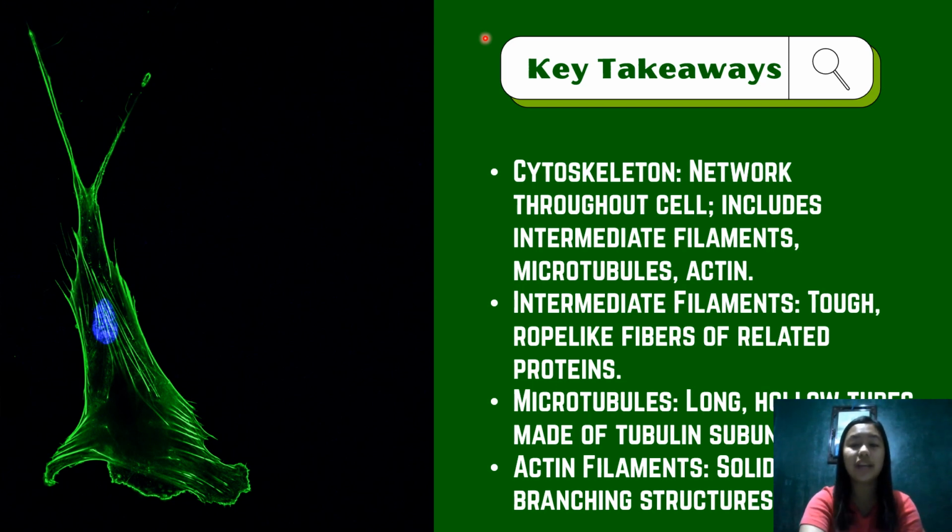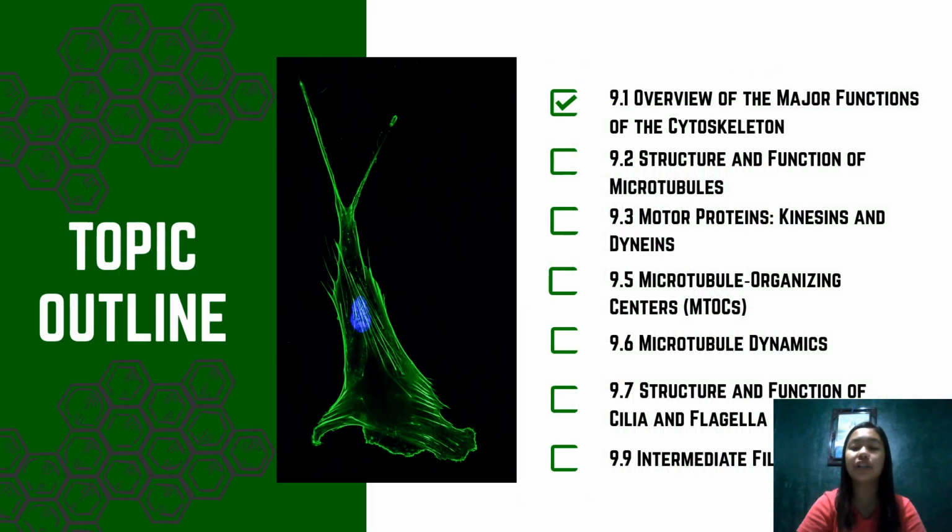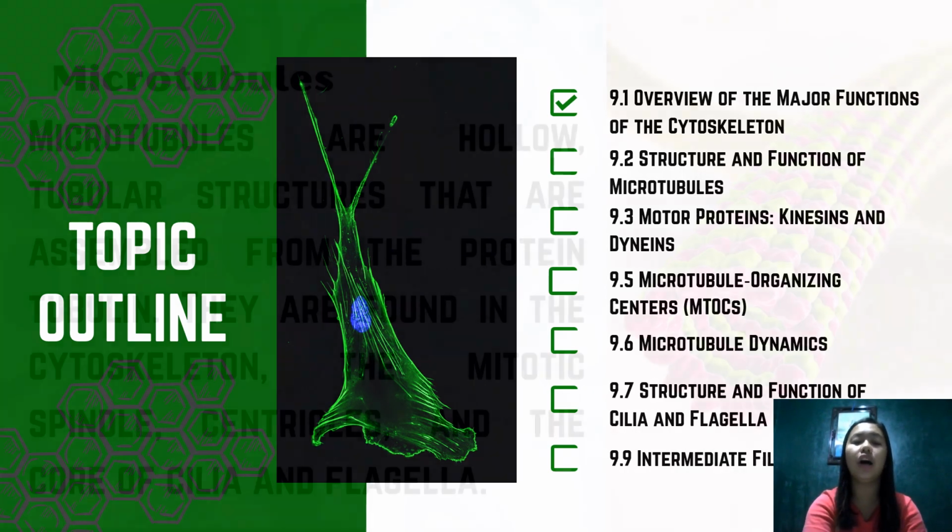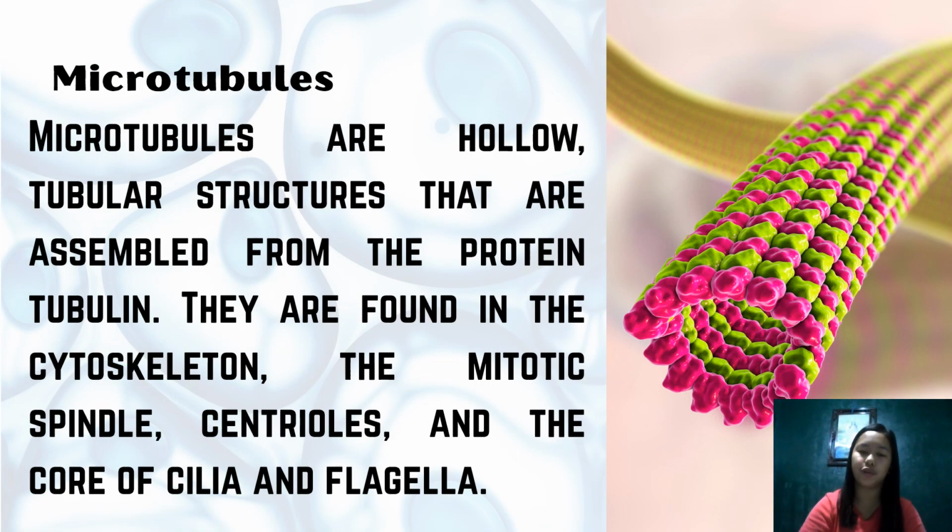Additionally, the cytoskeleton aids in organizing cellular components and positioning organelles, contributing to the overall spatial arrangement and organization of the cell. So, now we are done with the overview of the major functions of the cytoskeleton. Next, we're going to move on to microtubules.